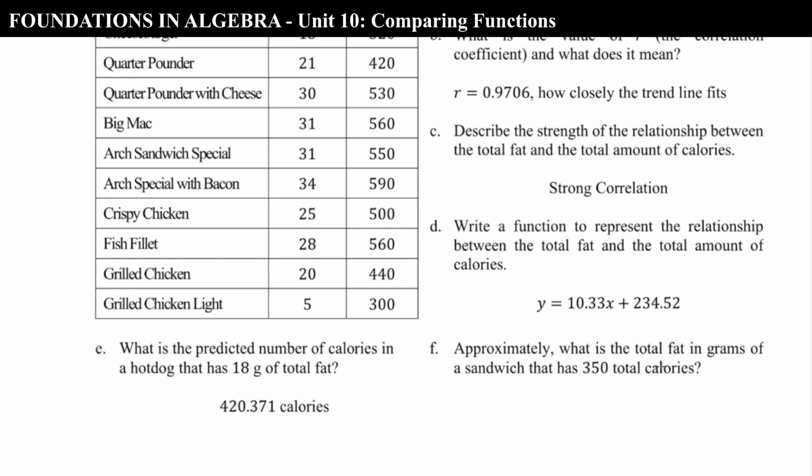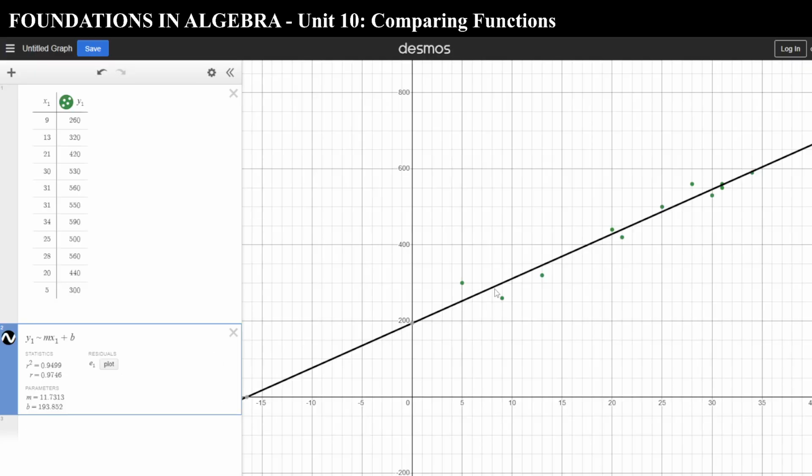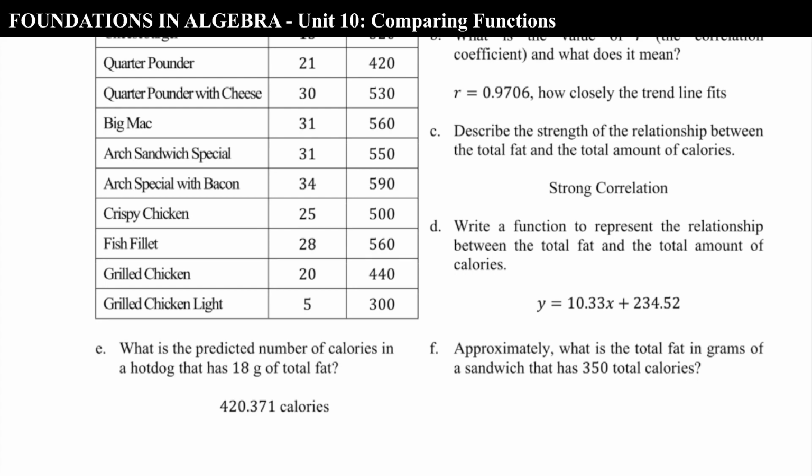Approximately, what is the total fat in grams of a sandwich that has 350 total calories? So you can put that in for y and find what your x is, or, again, go back to your graph, find 350 calories on your graph, which would be your y value, and it looks like you're going to be somewhere in the 13.4 range. And again, it looks like I have a typo here. It should be 13.4, not 11.185.